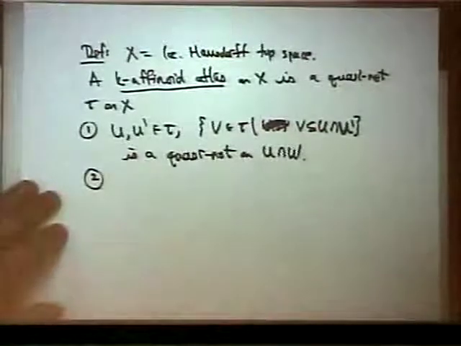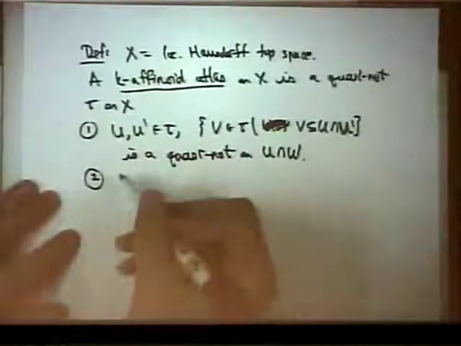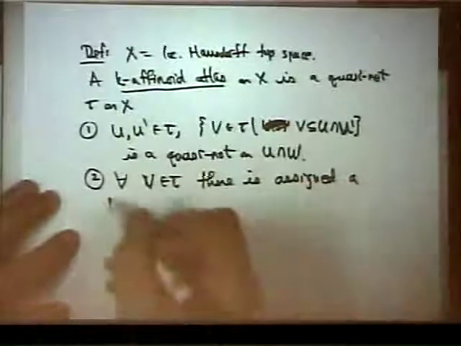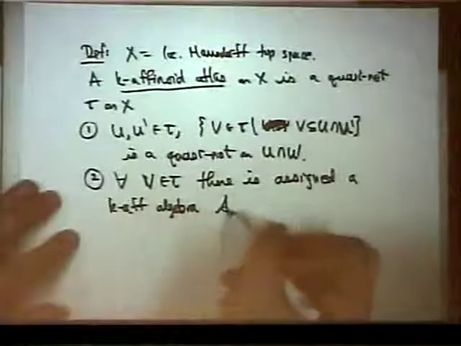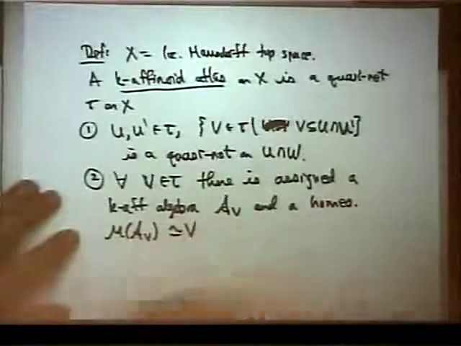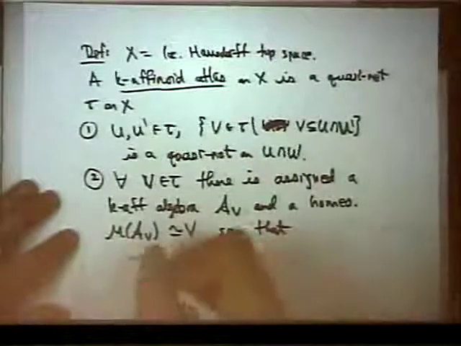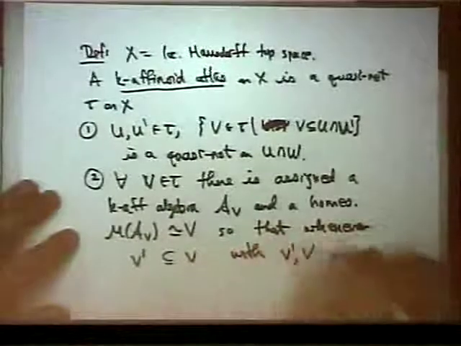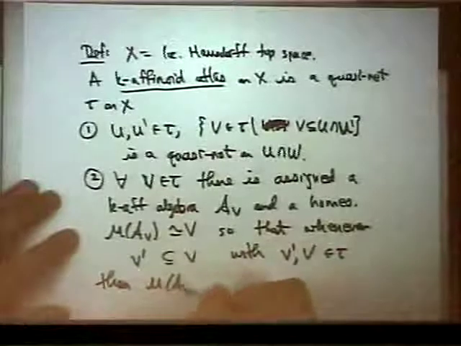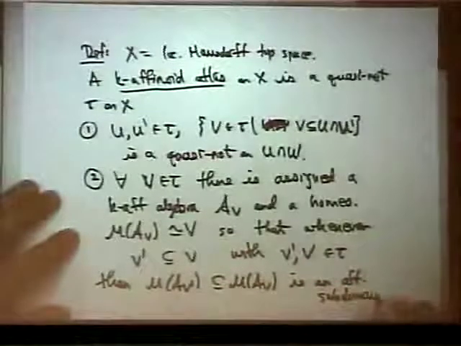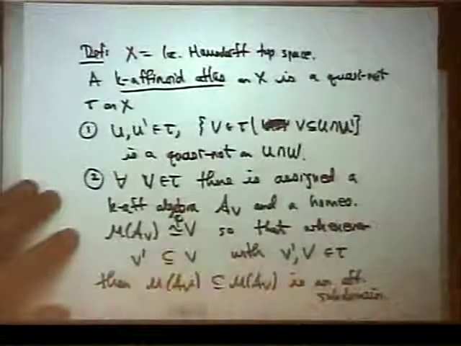And the second ingredient, where all the substance is, is that to every member of the quasi-net, we endow it with, roughly speaking, a K-aphanoid structure. So for every member V of the quasi-net, there is assigned a K-aphanoid algebra A sub V, and a homeomorphism between its Berkovich spectrum and V, so that whenever you have an inclusion of members of the quasi-net, it corresponds to an aphanoid subdomain. So if you view this as M of A sub V prime inside M of A sub V, this is an aphanoid subdomain. This is identified with this, that's part of the data. And this should, in fact, be an aphanoid subdomain.